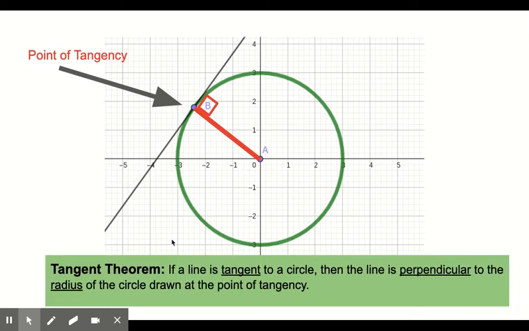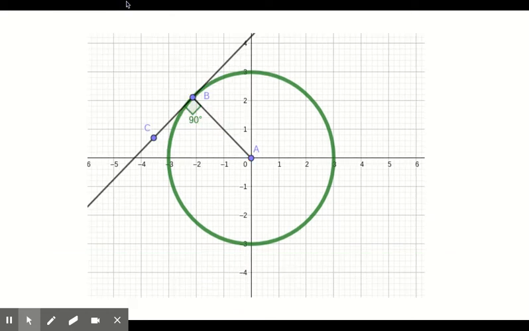So we know that our tangent theorem states if a line is tangent to a circle, which this gray line is tangent to our circle A, then the line is perpendicular, meaning creating right angles, to the radius of the circle drawn at the point of tangency. So this relationship exists for every point of tangency on the circle.